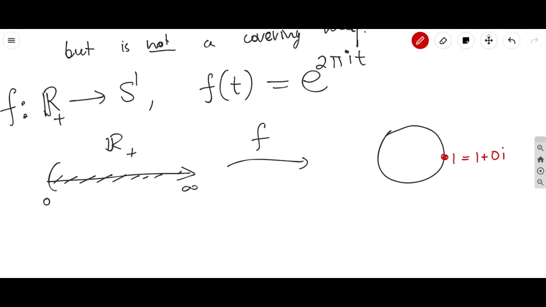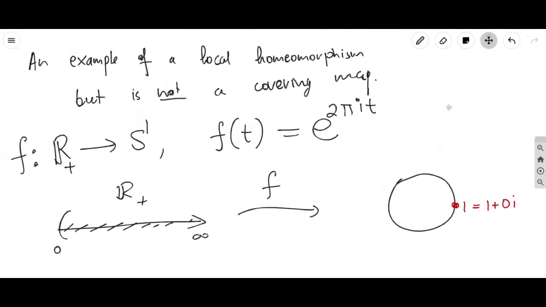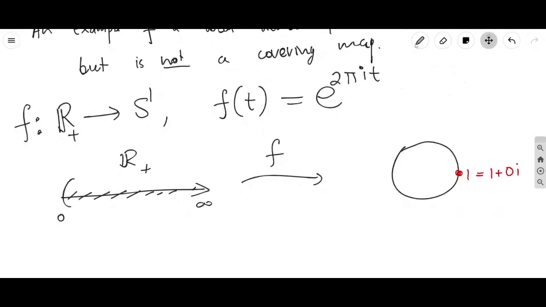Now, let's convince ourselves. Showing why it's a local homeomorphism is not going to be difficult, because basically, let's find the inverse image of 1. It cannot be 0, but it would be 1, 2. Maybe I should not do it like that. Let me use the same color. So it would be 1, 2, 3, 4, and so on.